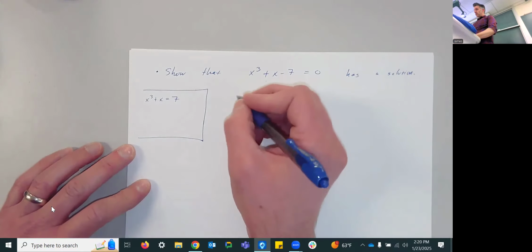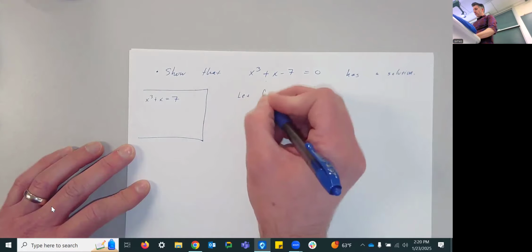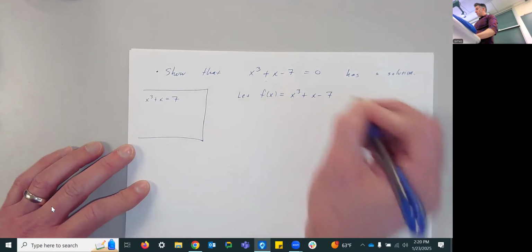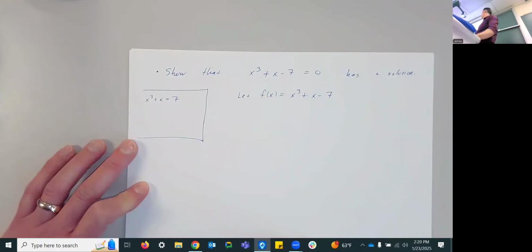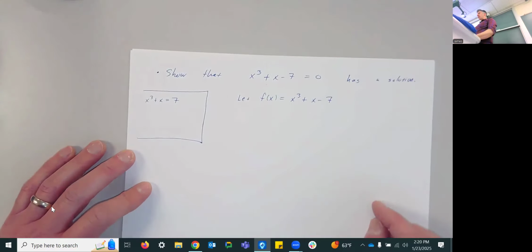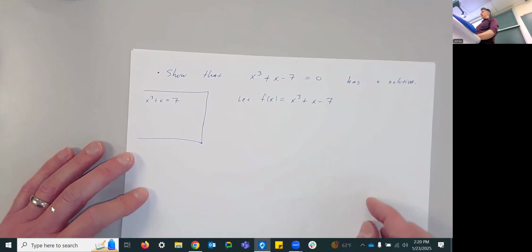It's always a good idea to say the function is the thing we're dealing with. So we're going to let f of x equal x cubed plus x minus 7. Pick any number that's easy to plug in. I can think of a real good candidate.